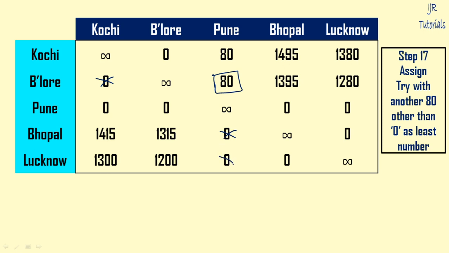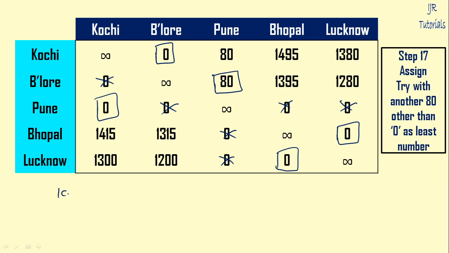And remaining also. So Pune 4 zeros, Bhopal two zeros, two zeros. Kochi, only one zero is there, so we can directly assign here. So column process, 1, 1. So we have to strike out the remaining zeros. So Bhopal and Lucknow. So again we need to check whether it is an optimal route or not.